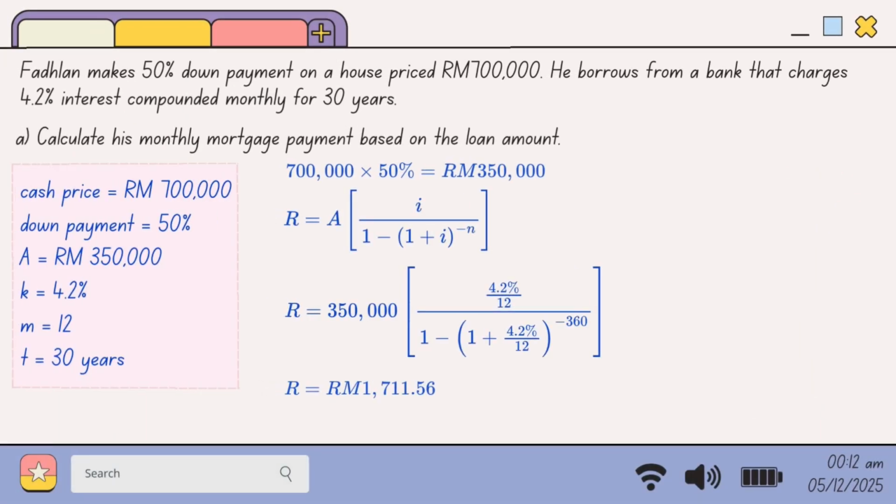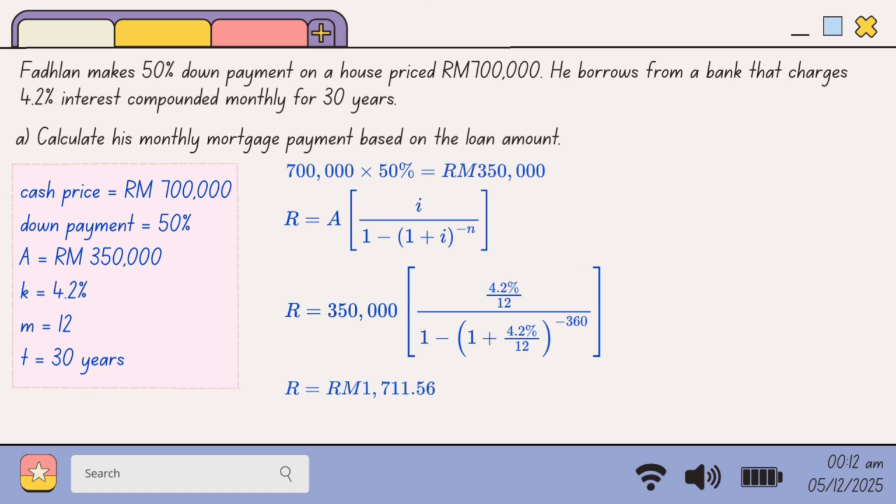Question 4. Ferdinand makes a 50% down payment on a house priced at 700,000 ringgit. He borrows from a bank that charges 4.2% interest compounded monthly for 30 years. A. Calculate his monthly mortgage payment based on the loan amount.